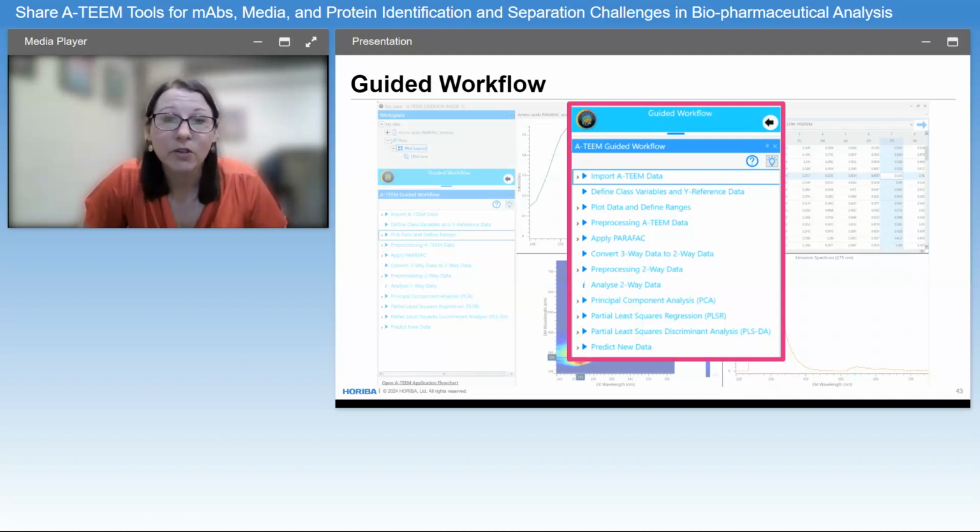But the guided workflow, as you can see, goes from importing the data, defining class variables, plotting and defining ranges, pre-processing the three-way data, and applying the PARAFAC analysis, which is specific to three-way data, and then converting the three-way data to two-way data and going through the same types of processes with models like PCA or partial least squares regression or discrimination. And we also have prediction tools.